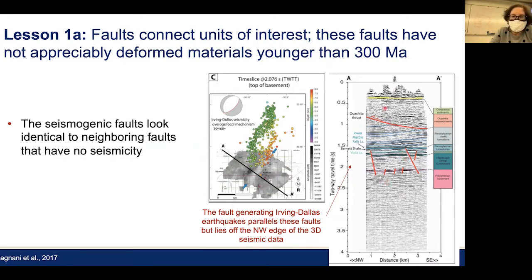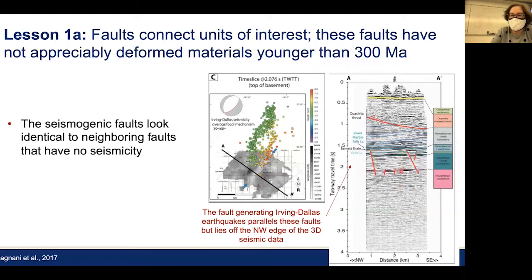This particular fault that generated earthquakes lies underneath the Ouachita thrust front. Here's the Barnett. This is the Ellenberger. You can see that these little faults displace the Barnett and the Ellenberger, but they don't really go into the overlying units. And you can barely see any sort of offset at the top of basement. So these are not huge faults.